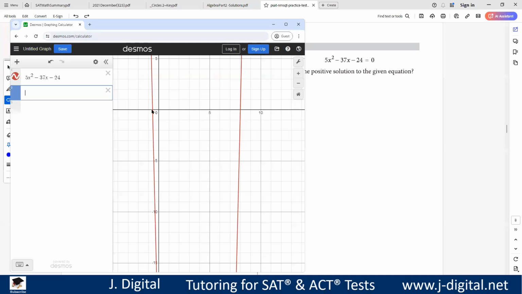You graph it, then just click the graph itself and it'll highlight important points, which include the x-intercepts. So we have one at negative 0.6, which is our negative 3/5, and over here at positive 8. Again, they want the positive solution, so it's going to be the positive 8. Okay, and that's how you solve this problem.